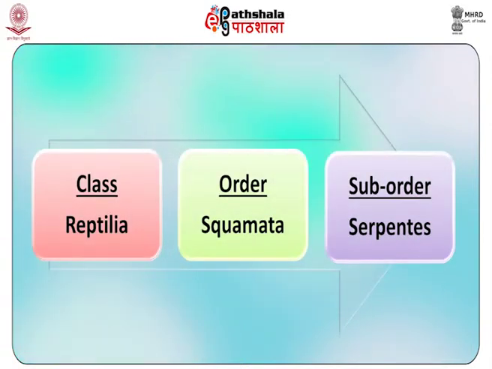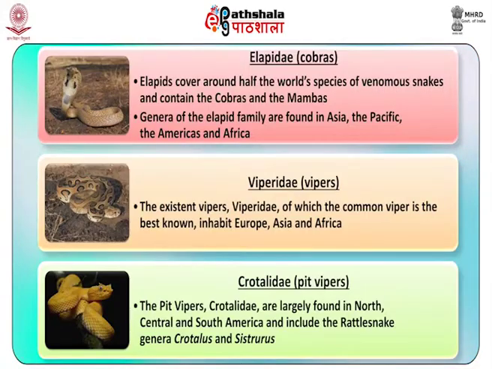Snakes belong to the class Reptilia, order Squamata, and suborder Serpentes. Snakes are found all over the world except in New Zealand, Ireland, and in Arctic lands. Of the 2500 to 3000 species of snakes distributed worldwide, about 500 are poisonous to humans. The three main families of poisonous snakes are the Elapidae or the cobras, the Viperidae or the vipers, and the Crotalidae or the pit vipers.